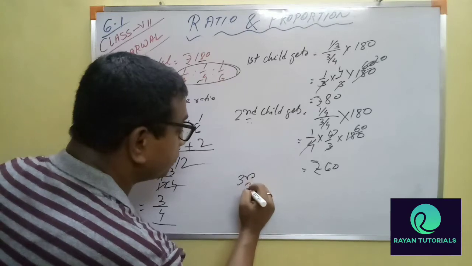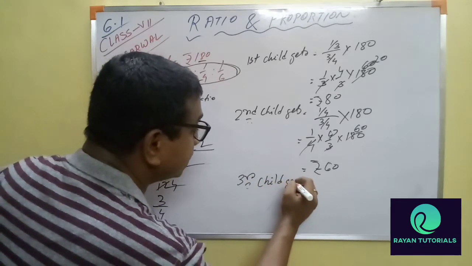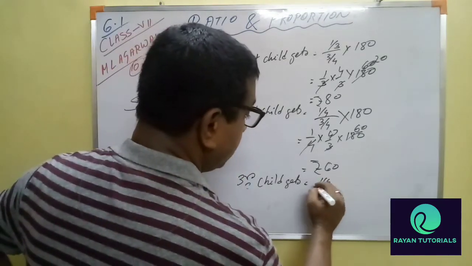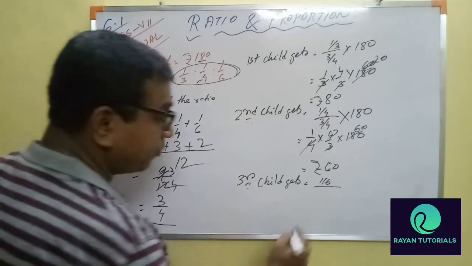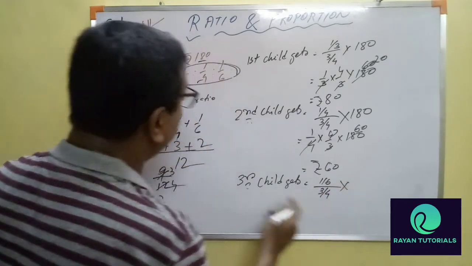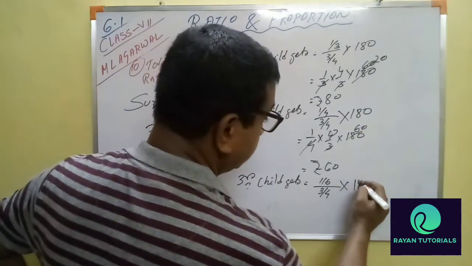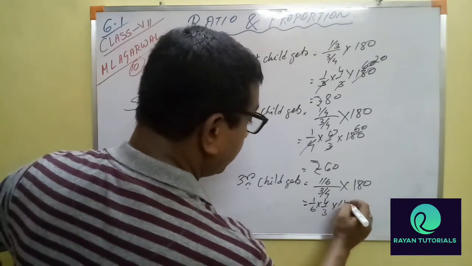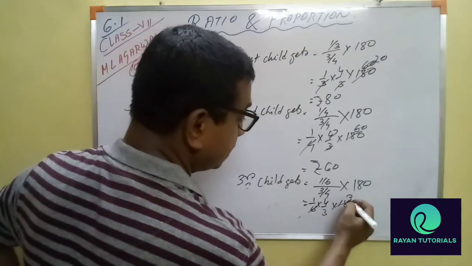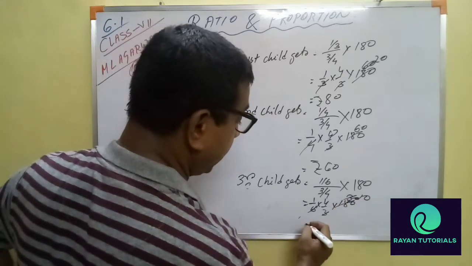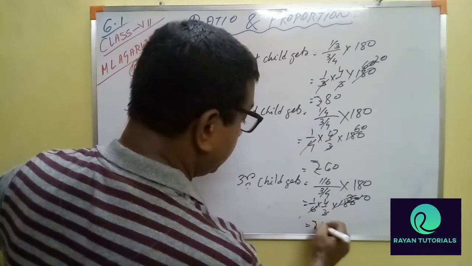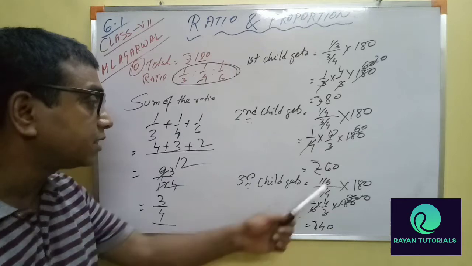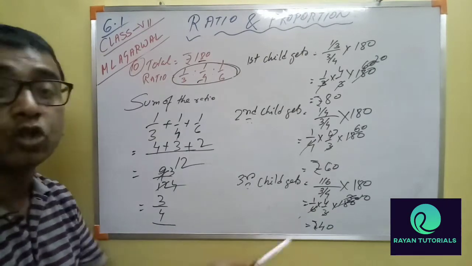Now third child gets. What is the ratio? 1 by 6. Total sum of the ratios 3 by 4 into total amount 180. So 1 by 6, 4 by 3, 180. 6 into 30, 3 into 10, 4 tens are 40. So first child gets rupees 80, second child gets rupees 60, third child gets rupees 40.